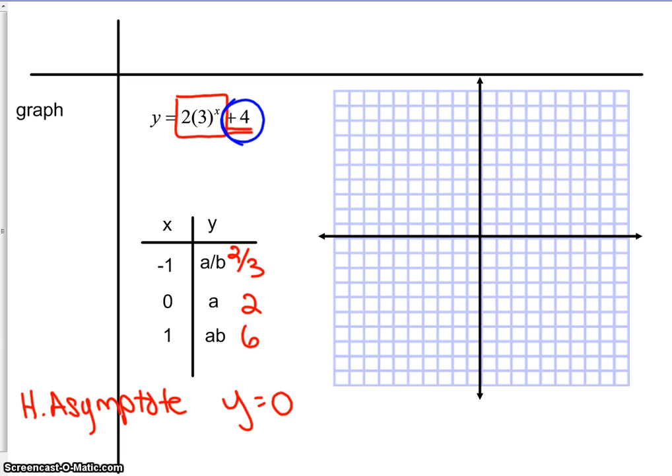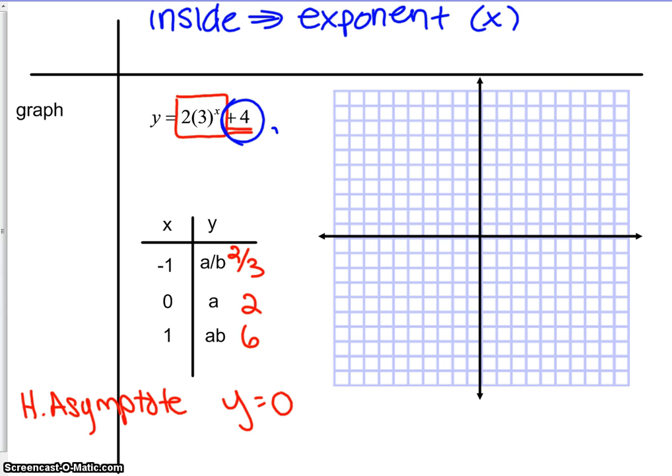Now, when we dealt with our transformations earlier this year, we talked about inside and outside. Inside this time is going to be inside my exponent. And if it's inside my exponent, that's going to change my x value. So this 4 is outside, so this is going to change my y value. And so what I'm going to do is add 4 to every one of these. So this goes to 4 2/3, this goes to 6, this goes to 10. But I'm also going to add 4 to my asymptote because it's a y. If I change my x, it's not going to affect my asymptote. So I'm going to move my asymptote up 4.